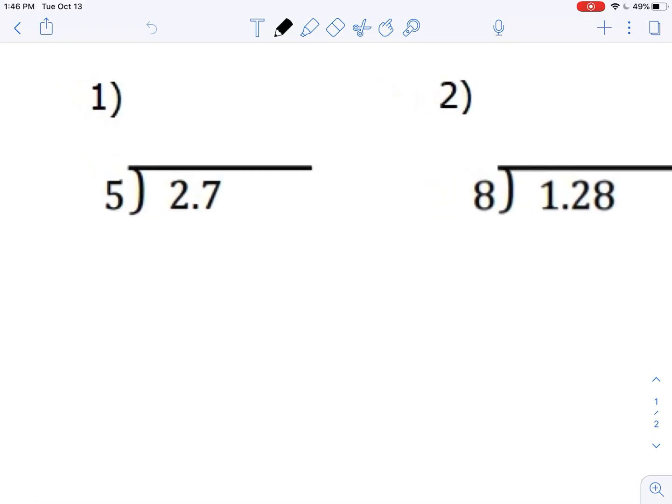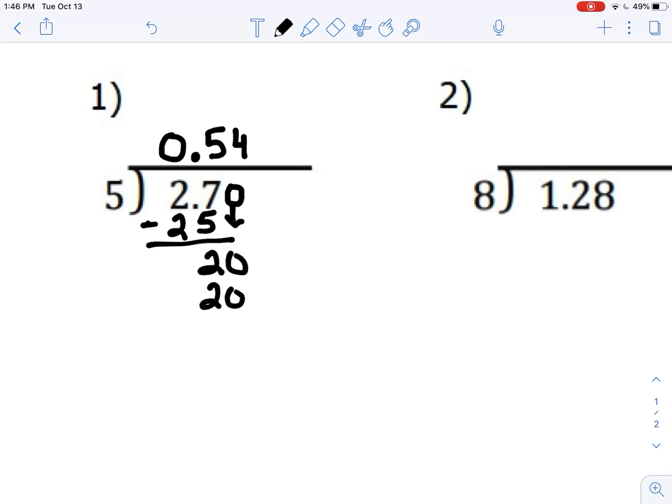I can't make any groups of 5 out of 2, so I'm going to put a 0 above the 2 and bring the decimal point up. 5 can go into 27 5 times. 5 times 5 is 25, and we have a difference of 2. I'm going to add a 0 just after the 7 to bring it down. And 5 can go into 20 4 times. 4 times 5 is 20. And we have 0 remainder, so we can stop dividing.